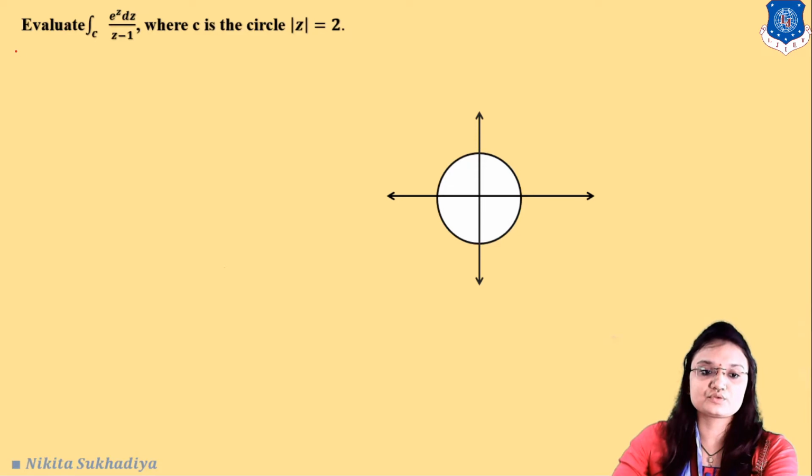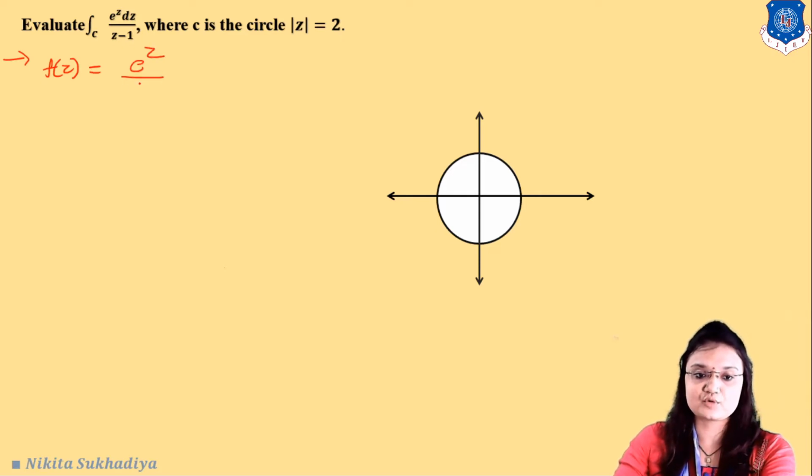Here we have a question like: evaluate the integration over C of e raised to z upon z minus 1 dz, where C is the circle modulus of z equal to 2. Here we have the function f of z equal to e raised to z upon z minus 1. You can clearly see that if we put z equal to 1, the denominator becomes 0 and the value becomes infinity.